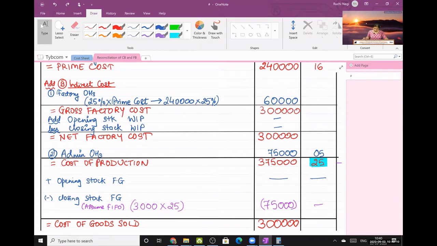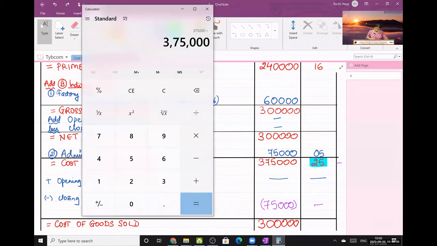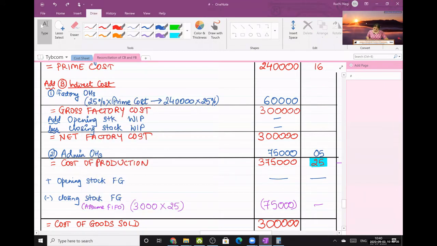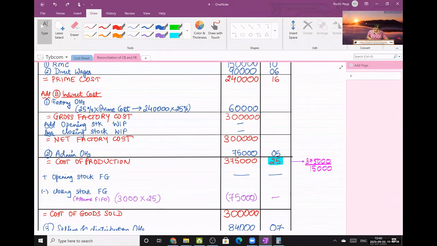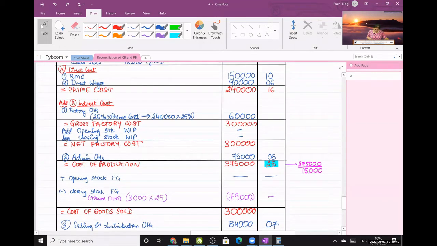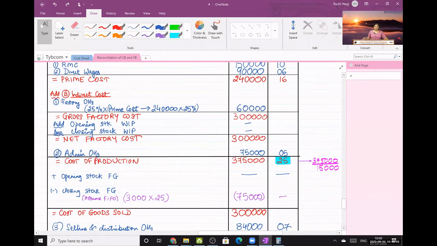I hope you're able to analyze. Wherever required, only I'm calculating the CPU or whichever is given. Otherwise, I'm not calculating. See, for factory overheads, I'm not calculating the CPU. For gross factory cost, net factory cost, I'm not calculating. So cost of production 3,75,000. Divide this with 15,000 units produced so that I get the FIFO rate, 25 rupees. So 25 rupees is my FIFO rate.